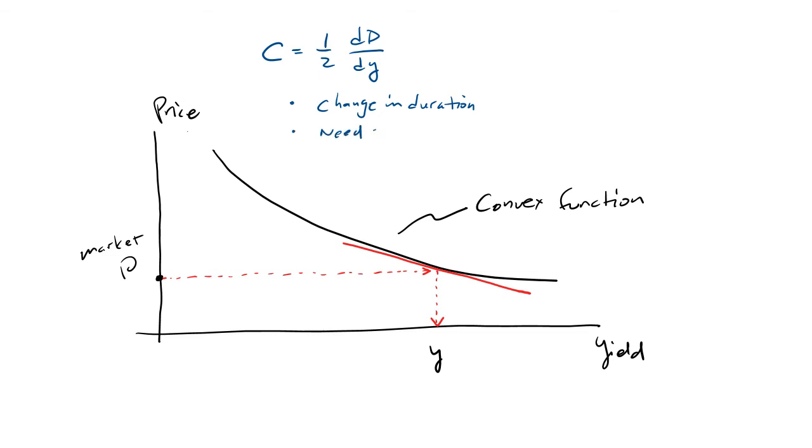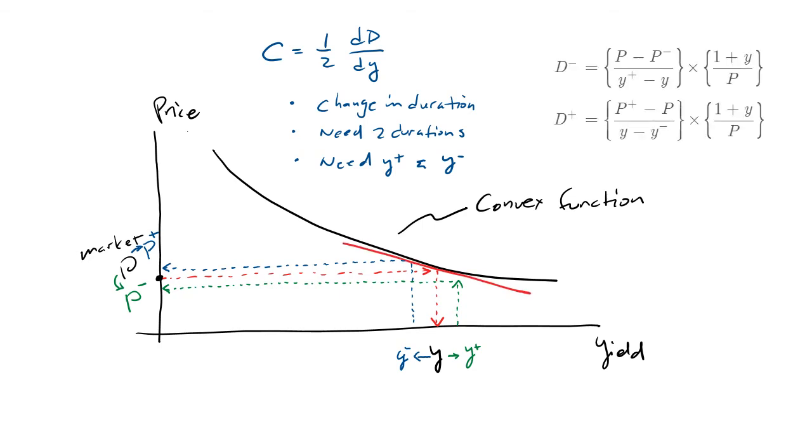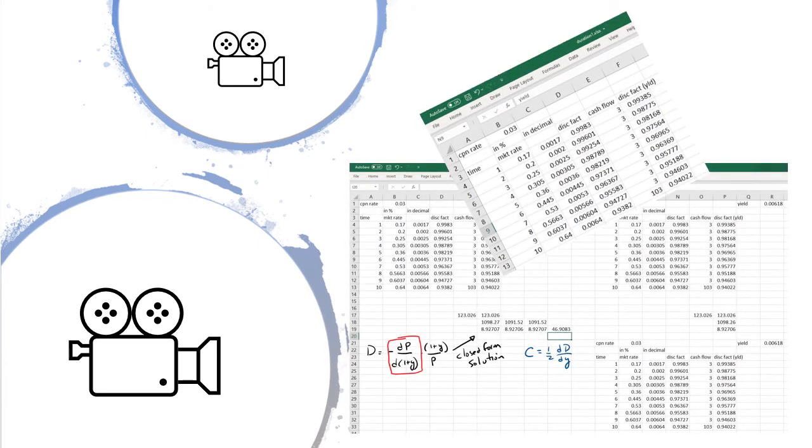Consequently, we need two duration results, and hence we need both y plus and y minus. Previously, we have had the result of y plus. Now we do the same thing for y minus to get the bond price P plus. Now we can see that the duration, which is the slope, will change slightly up and down. Each slope is a duration, and convexity is the change of the slope. In the next video, I will demonstrate how we can use an Excel spreadsheet to easily calculate the convexity.